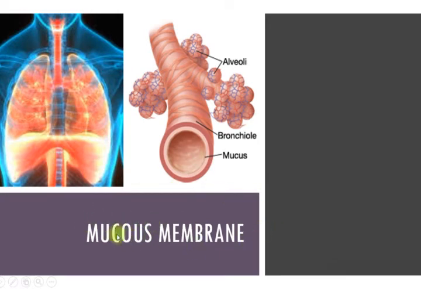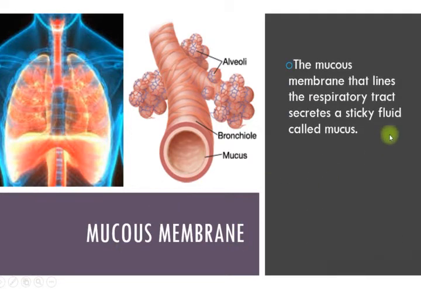Okay, and the second example of the first line of defense is the mucous membrane. We can find the mucous membrane that lines the respiratory tract. Our respiratory tract consists of the mucous membrane. The respiratory tract starts from the trachea, and then into the bronchus, and then into the bronchiole. So that is the respiratory tract.